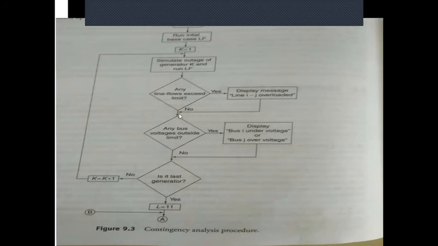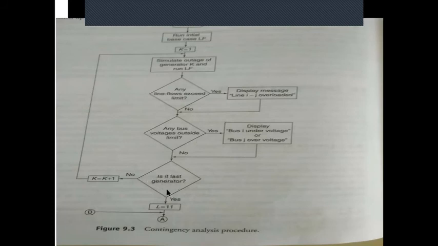If no, then check whether any bus voltage is outside the limit. We have to check both the line flow as well as the voltage. If yes, then we have to display that the particular bus is either under voltage or over voltage. If no, so both have to be checked, the line flow as well as the voltage violations. Otherwise, we have to check like this for all the generators.